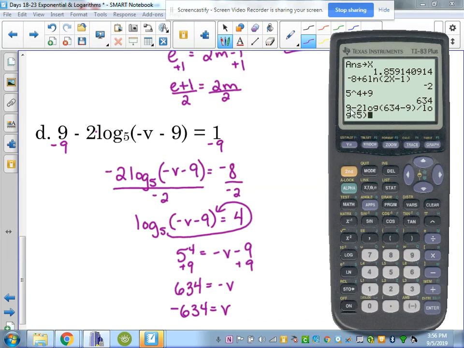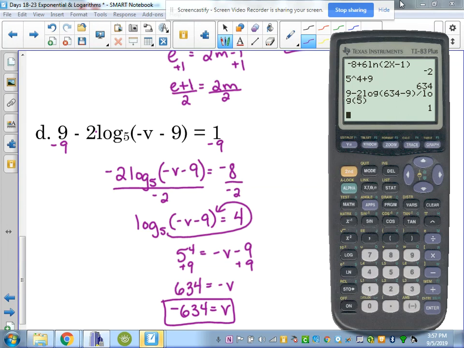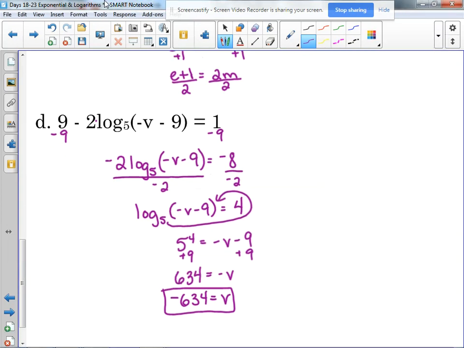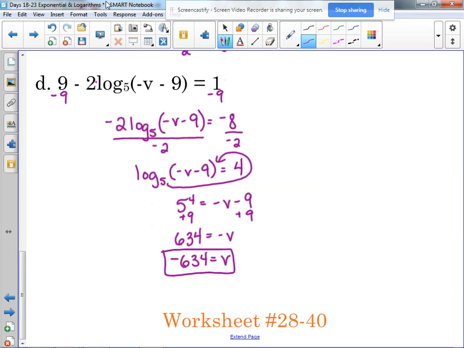Okay, so look at how I put this in the calculator. Fortunately, there's not really any extra parentheses that are necessary. The calculator follows the order of operations, so we're good to go there. Okay, so you need to complete the remainder of your worksheet, 28 through 40. They are all problems of case 2's sort.